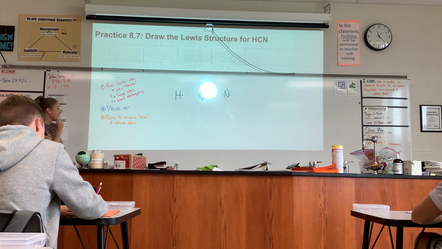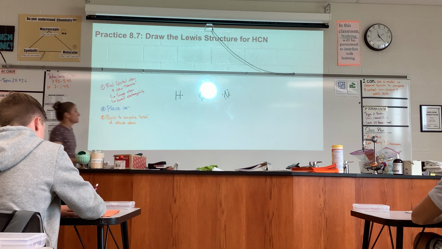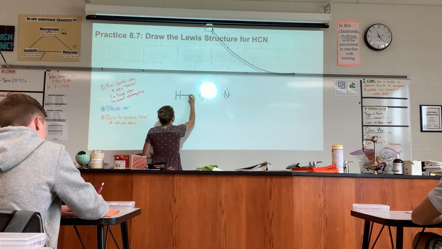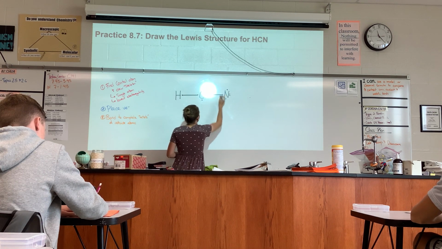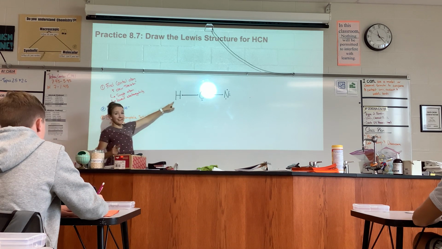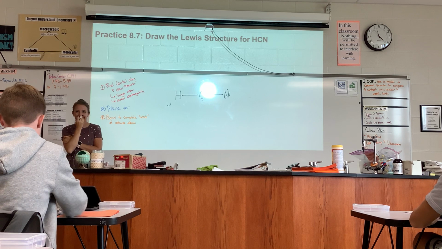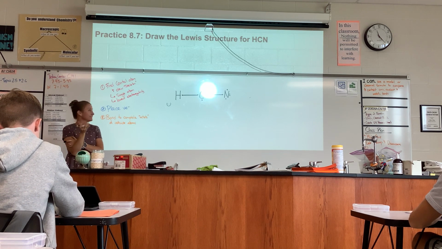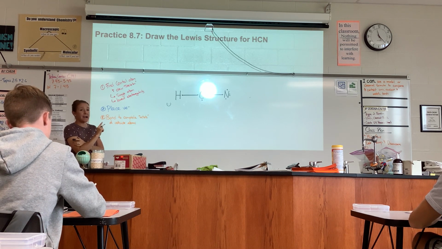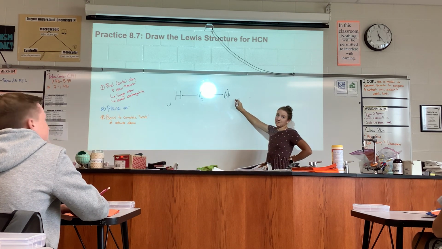Next, step three is we're going to bond to complete the octets of the outside atoms. So hydrogen, draw a bond. I'm going to draw a bond on that side. Okay, hydrogen is happy, it only needs 2, right? Now going to the other outside atom, is nitrogen happy?